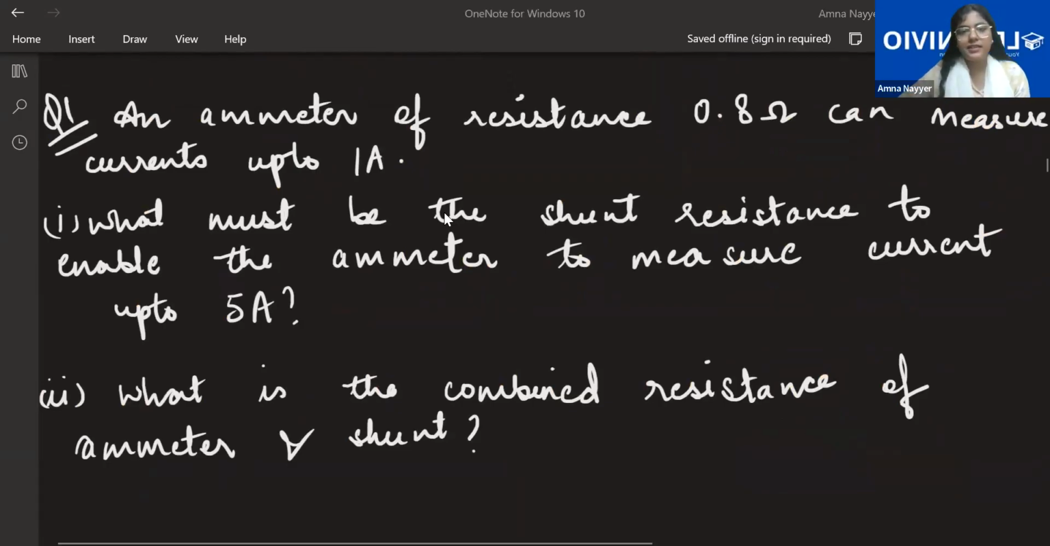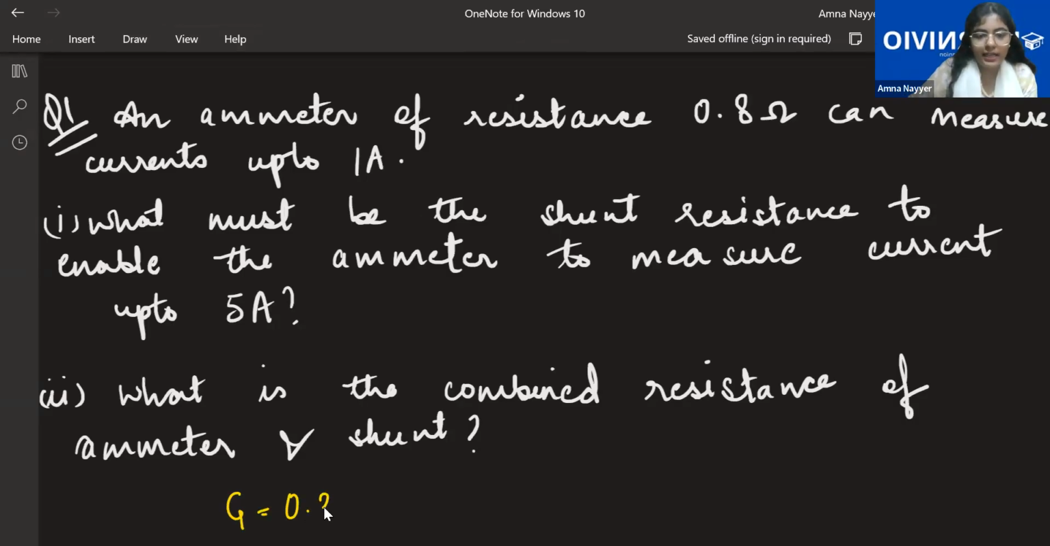Let's look at a numerical. It says an ammeter of resistance 0.8 ohm can measure current up to 1 ampere. What must be the shunt resistance to enable the ammeter to measure current up to 5 ampere? So here, what is your ammeter? Basically, it's the galvanometer, right? Because that's how we have converted it. So capital G is 0.8 ohm while the current through the galvanometer is 1 ampere. It is saying current when shunt is connected, so the value of the current I is 5 ampere. It is saying what is the value of S.